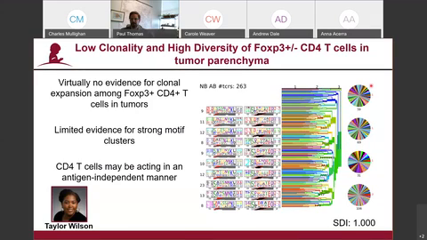And indeed, if we look at the clonality of the T cells in the tumor, they're basically all unique clones. So there are no similar clones, there are no expanded clones. So there's no evidence for antigen-specific responses among the CD4 T cells in the tumor, or for strong motif clusters. So it seems that the CD4 T cells are acting in an antigen-independent manner.